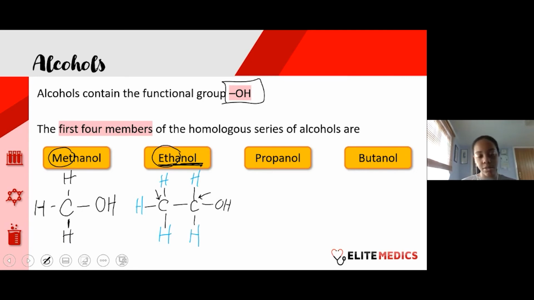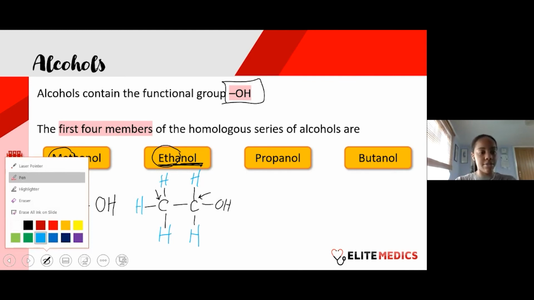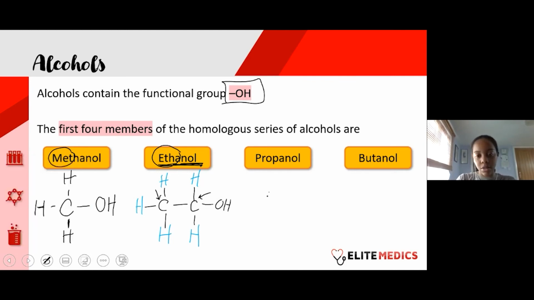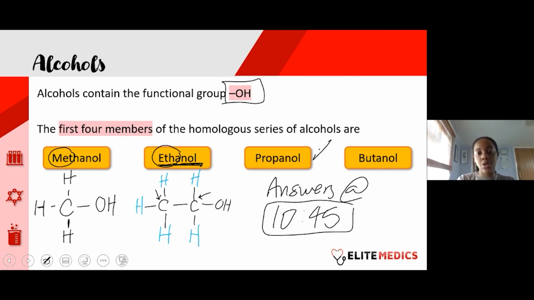Hydrogens, okay? Now, what I'm going to do, I'm going to give you guys 5 minutes to draw out propanol and butanol to really test yourselves. I really want you guys to do this at home so that you definitely know how to do this in an exam. And I will check back with you guys at 10:45, okay? So answers at 10:45. So please try and attempt to draw propanol and butanol, okay?